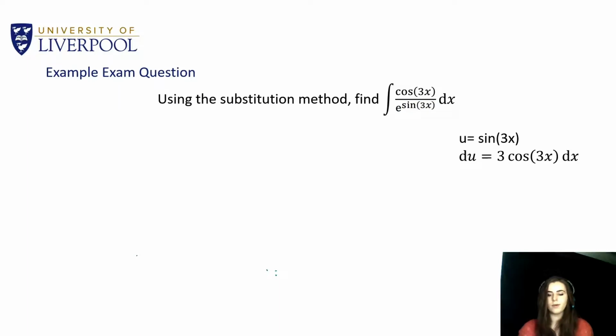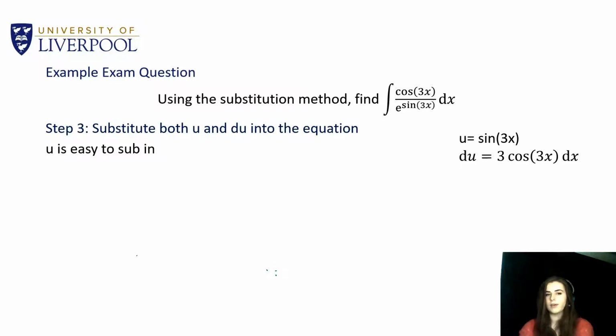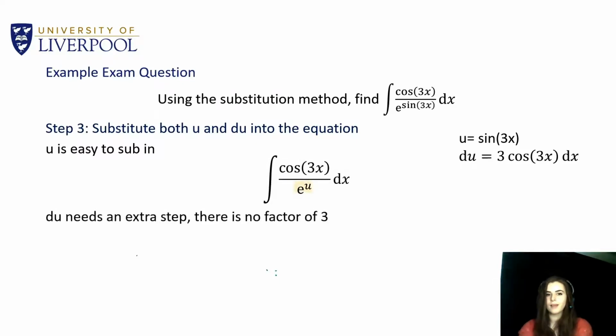So what is our next step? Our next step is to substitute both u and du into the equation that we've got above. u is very easy to sub in. We just replace sine 3x with u as so. But du needs an extra step because we do not have a factor of 3 within our equation. Now this is actually really easy to correct. However, I know at A level this was something that I always used to forget.